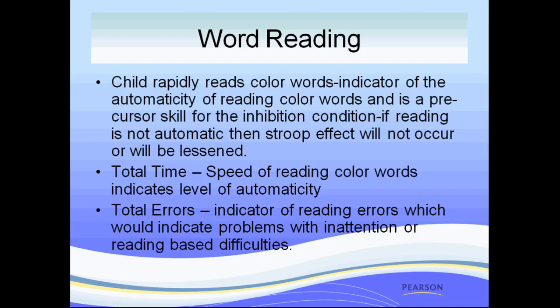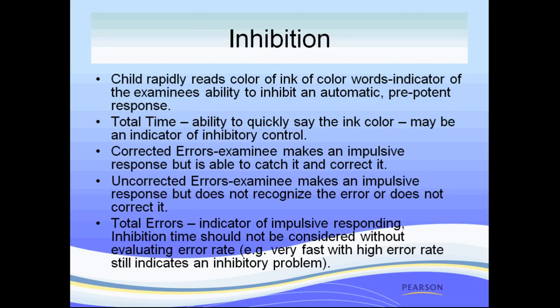Okay, word reading. This is where you see if the kid can read well enough to do the test. If you get a scaled score of 4 on word reading, how are they going to do much worse on the interference condition? Their reading isn't automatic enough in order to differentiate them. The inhibitory control: can they inhibit the prepotent or automatic response, which is to read the word, to do something different, and that's to read the color of the ink.